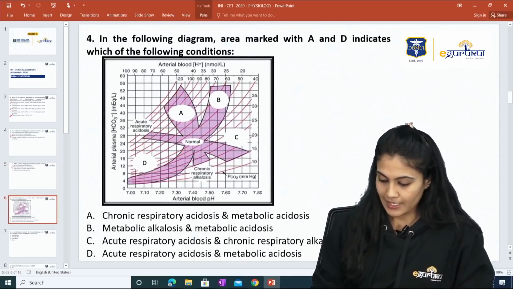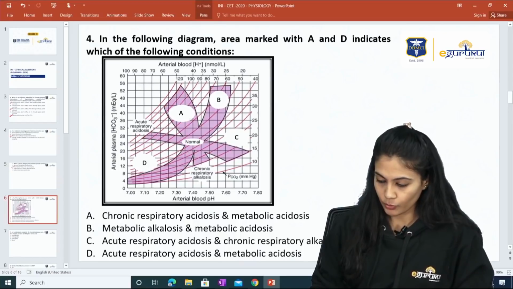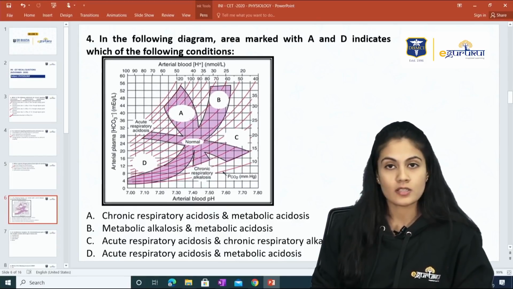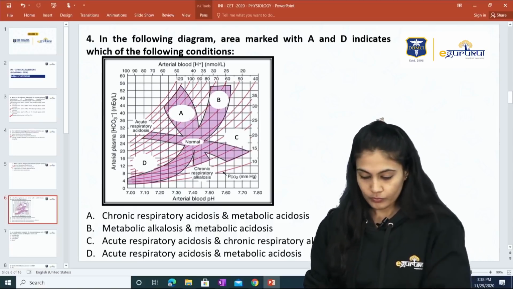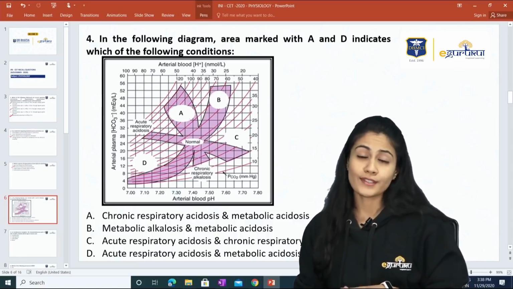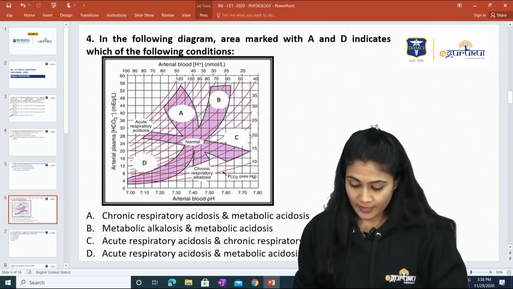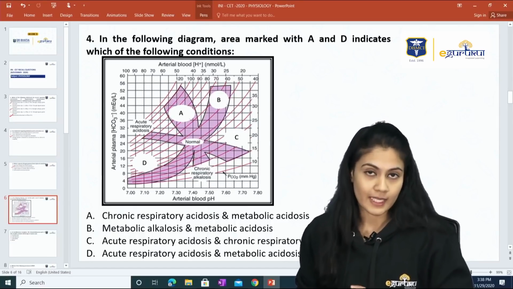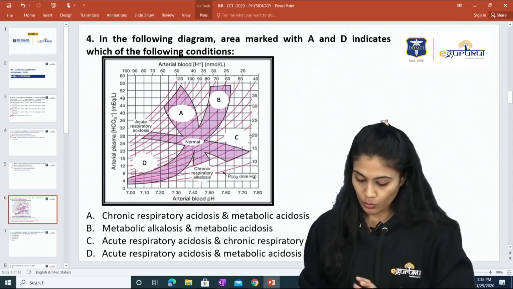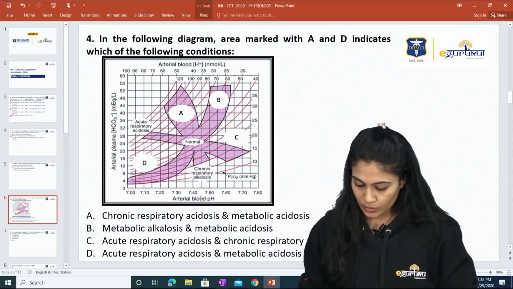Okay, let's move on to the fourth question. Question number 4 is saying we have to identify which conditions are shown in figures A and D. Now, first of all, don't get scared after looking at this diagram. It's a very easy diagram. What it is showing over here, let's have a look.